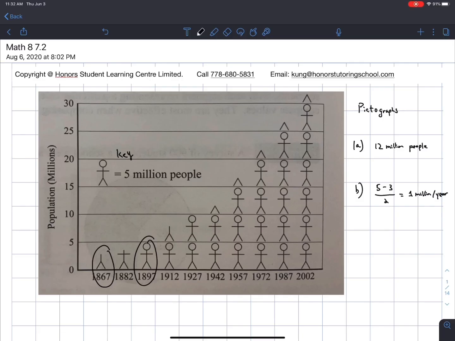I'm going to check at the back. 7.2. Yep, 1 million every 15 years. Oh, sorry, it's not 2 years. So this is 30 years. From 1867 to 1897, that's 30 years.